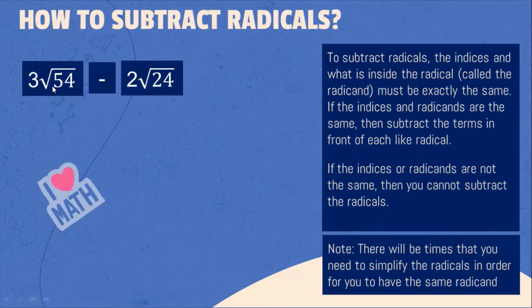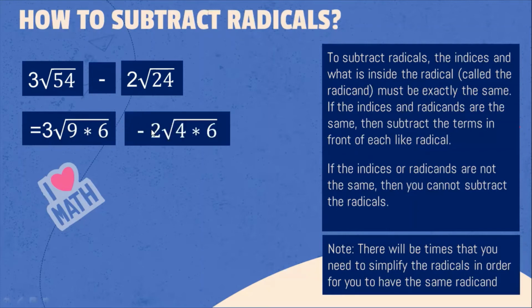What are the factors of 54? We have the square root of 9 and the square root of 6. 9 times 6, that is 54. 9 is a perfect square. We can simplify this one. For 24, we have 4 times 6. It's 24. And 4 is a perfect square. We can simplify the square root of 4.